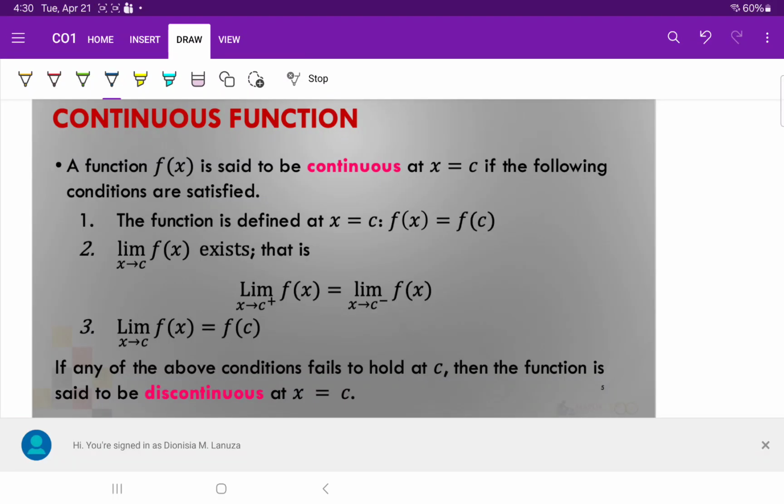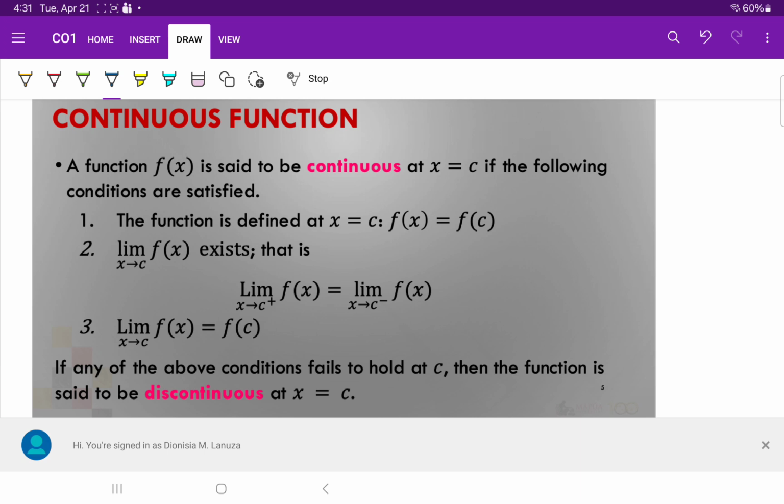So we say that a function f of x is said to be continuous at x equals c if the following conditions are satisfied. Now, the first condition says that the function is defined at x equals c, which means that given f of x, if you substitute c for x, f of c must be defined. You should get a value for f of c.